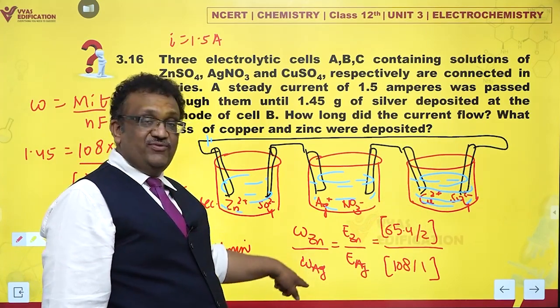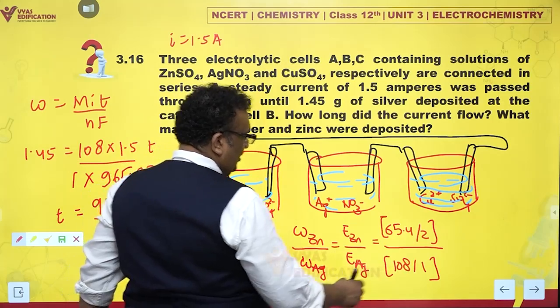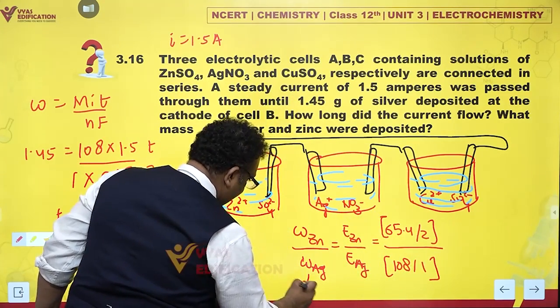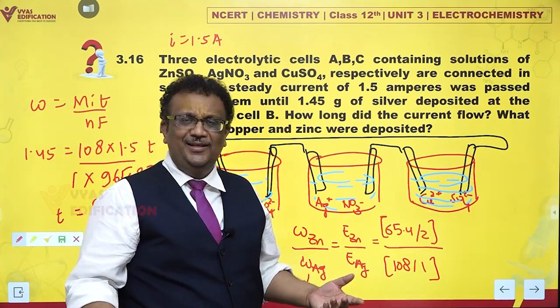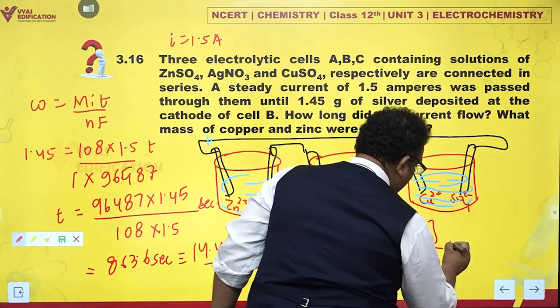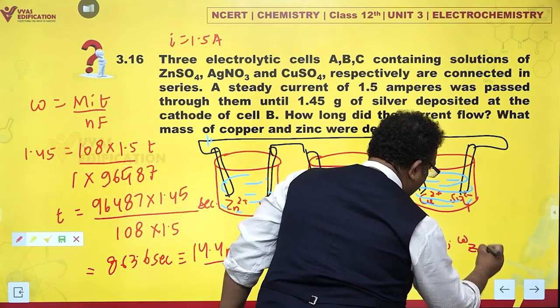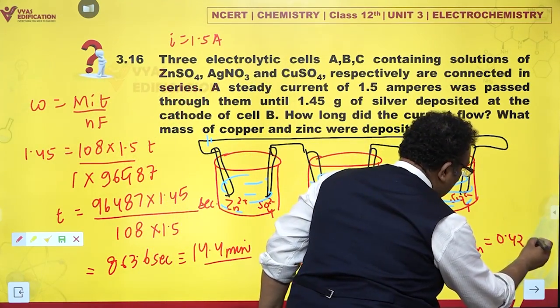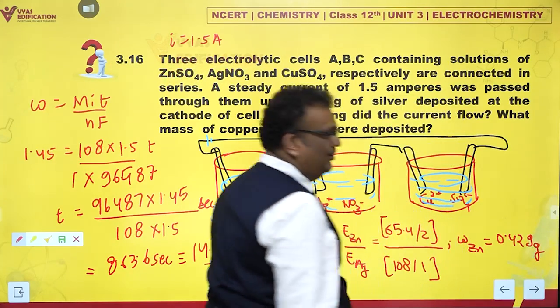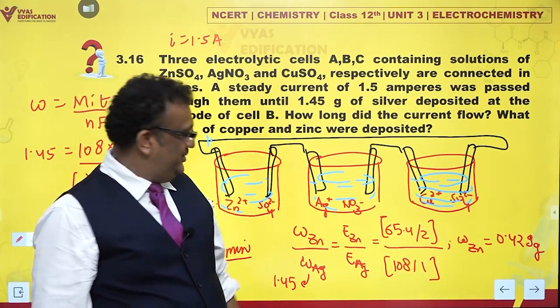That's it. Mass of silver is known as 1.45 grams. Therefore, can I calculate the mass of zinc? Easily. Mass of zinc comes out to be 0.429 grams, barely. That's pretty less, whatever it is.